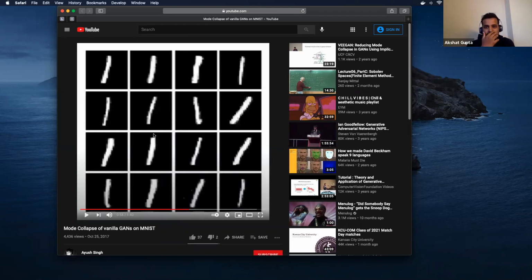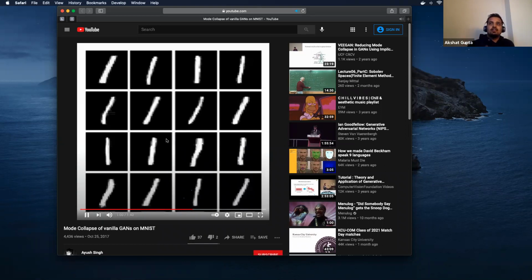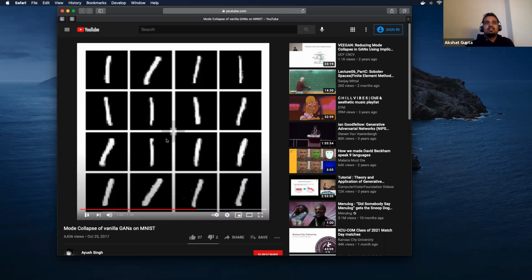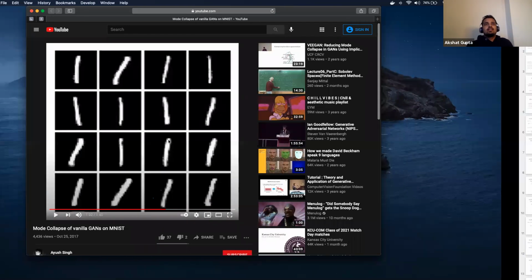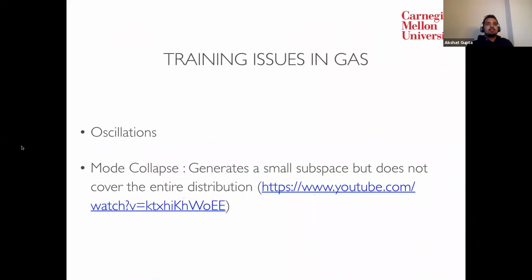And so the generator's loss is very low. The generator is not learning much because the gradients are very small, but it's generating real looking data, not covering the entire space that we want it to cover. That's one common thing that we observe while training GANs.